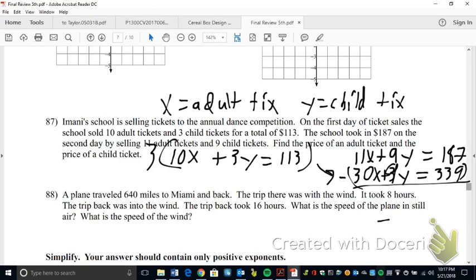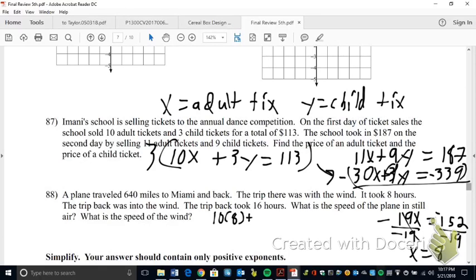Okay, so we start off with 11x minus 30x, and that's going to give us negative 19x. 9y minus 9y is 0. And then we have 187 minus 339, and we get negative 152. Divide both sides by negative 19, and we get x equals 8. That means that an adult ticket is $8.